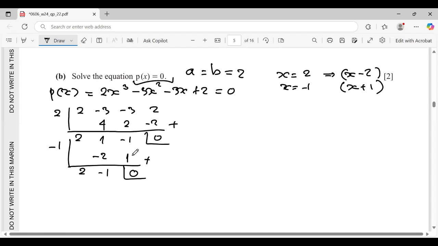So the factors are x minus 2, x plus 1, and another factor is 2x minus 1. If 2x minus 1 equals 0, it means x equals 1 half. So x equals minus 1, 1 half, and 2.